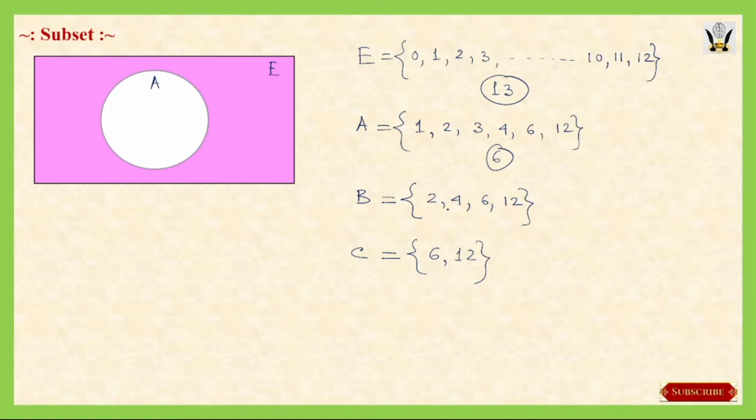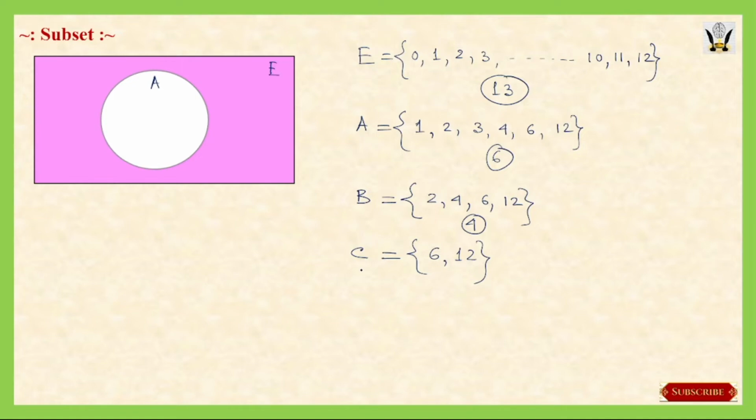Now we are creating another set which has only the even factors of 12. So here we have even plus odd, in total 6 elements, but when we are considering only the even factors, we have only 4 elements. But all these 4 elements also belong to A. So B is a subset of A, which is a subset of E.